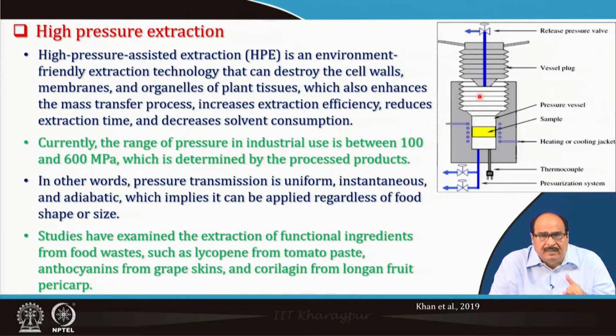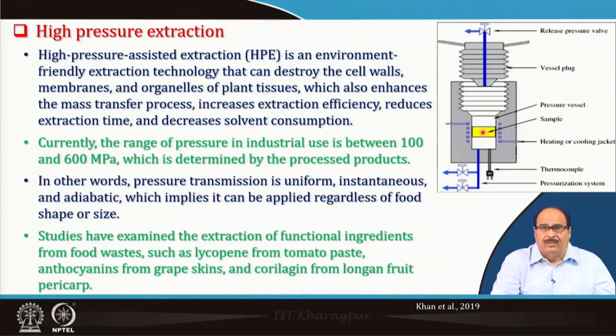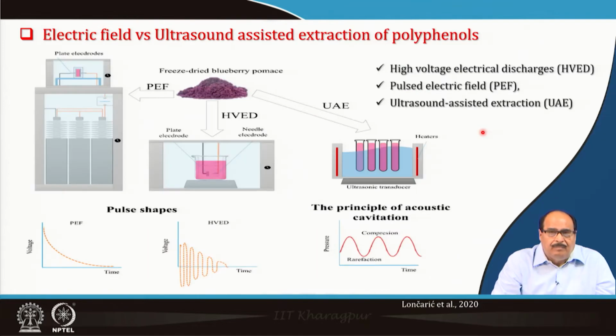Studies have examined the extraction of functional ingredients from food wastes such as lycopene from tomato paste, anthocyanin from grape skin and corilagin from longan fruit pericarp and so on. So, using high pressure extraction technologies, you can see in the high pressure setup there is a pressure generator and a chamber, which is provided with heating and cooling. The sample is kept in this chamber and then it is compressed. When it is compressed, the cells are basically ruptured, and depending on that, the pressure is selected accordingly.